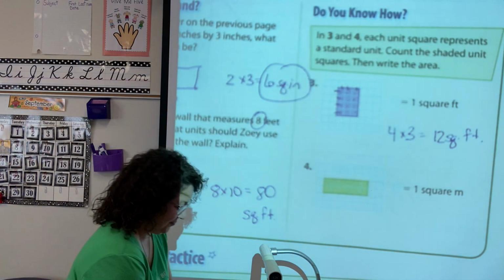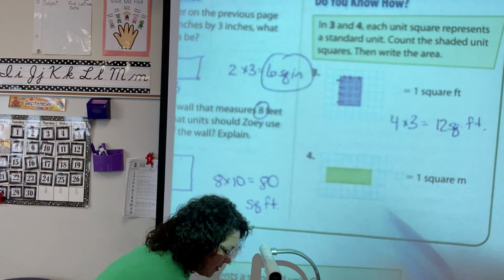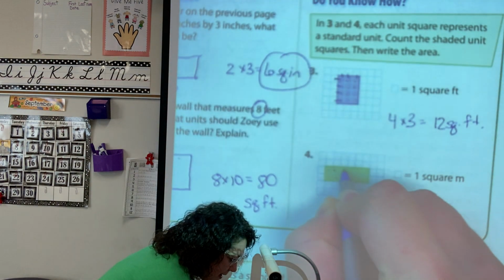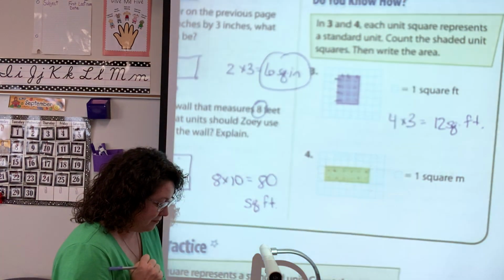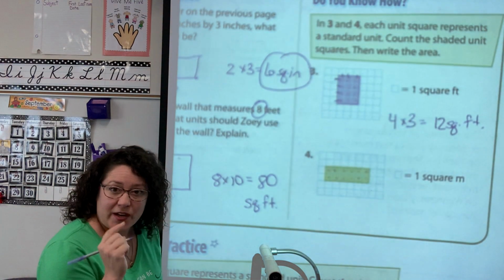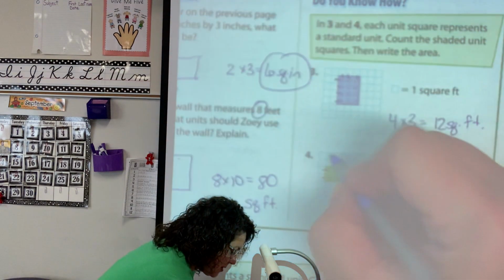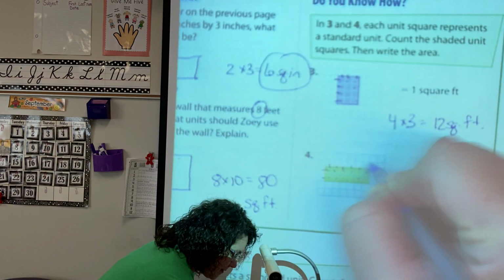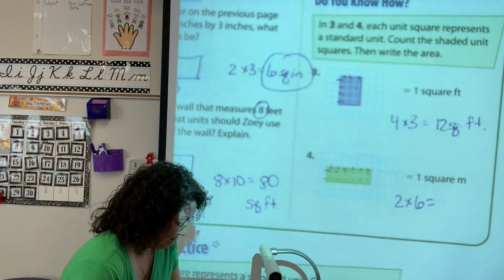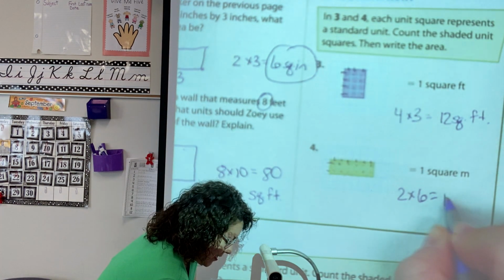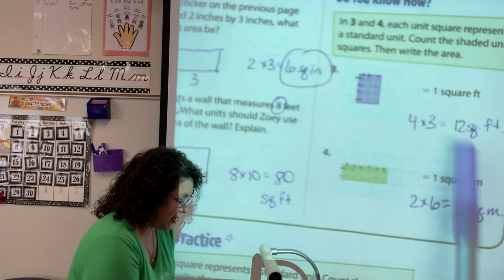Not too hard, huh? All right, so number 4, you can count the squares or you can use your multiplication. 1, 2, 3, 4, 5, 6, 7, 8, 9, 10. I got 12 again. Let's check with our multiplication. Rows, 1, 2 rows, times columns, 1, 2, 3, 4, 5, 6. Anything times 2 is a double. 12 square meters. So this is meters, and this one is feet.